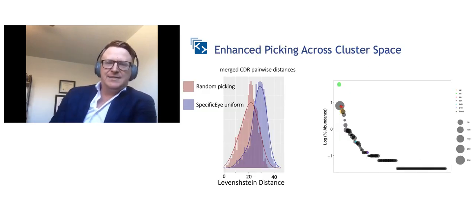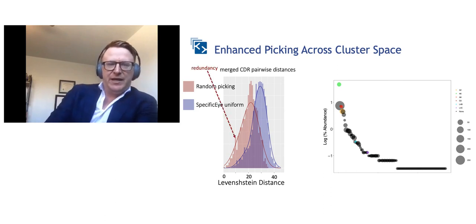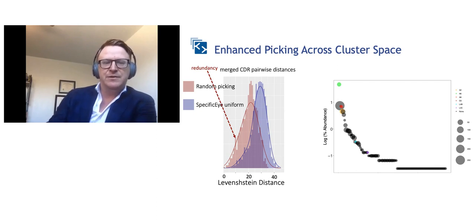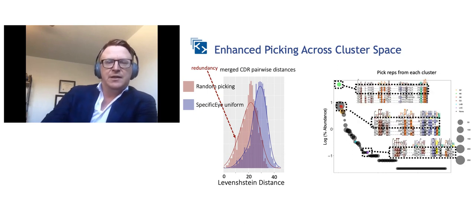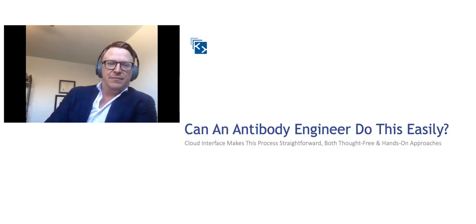And so as I spoke of before, we've come up with an enhanced picking strategy across the cluster space. With random picking, what you have is a lot of redundancy. This is the Levenshtein distance of clones, and there's a lot of overlap of sequence redundancy within this space. With our approach, we can pick the top representatives from each cluster group across the cluster space, and then move that forward into downstream screening. And again, the next question becomes, can an antibody engineer do this?